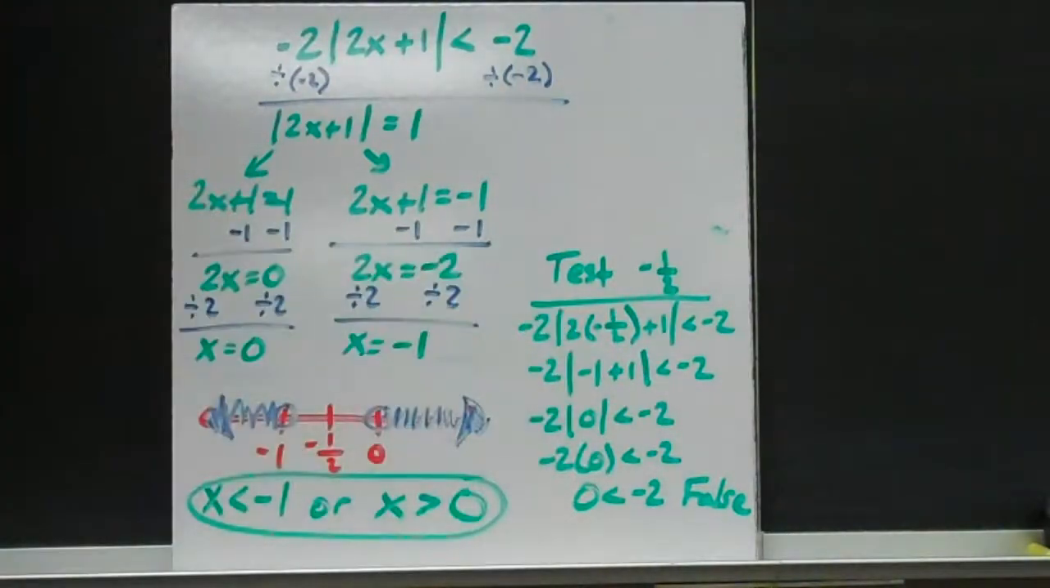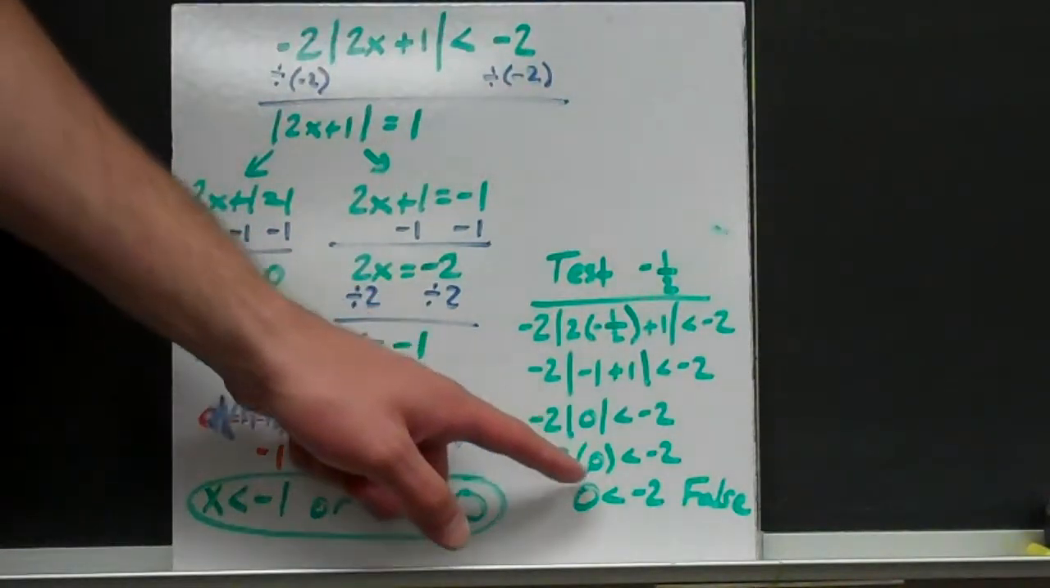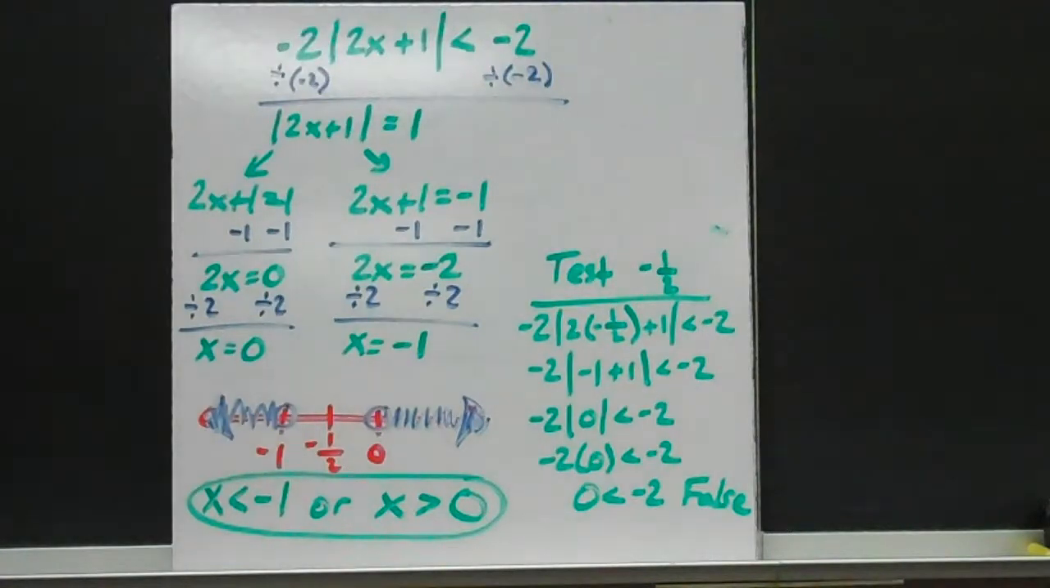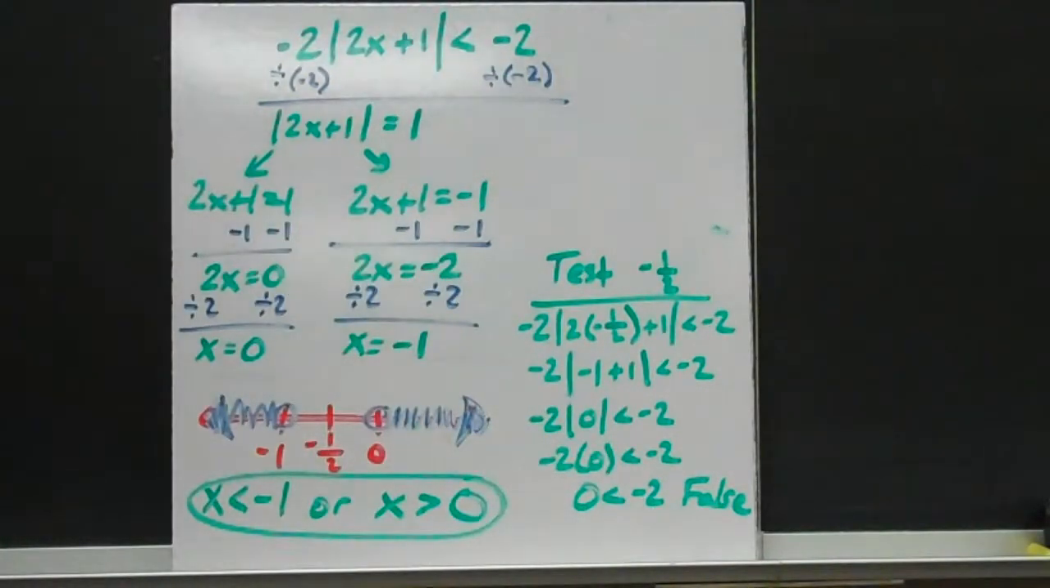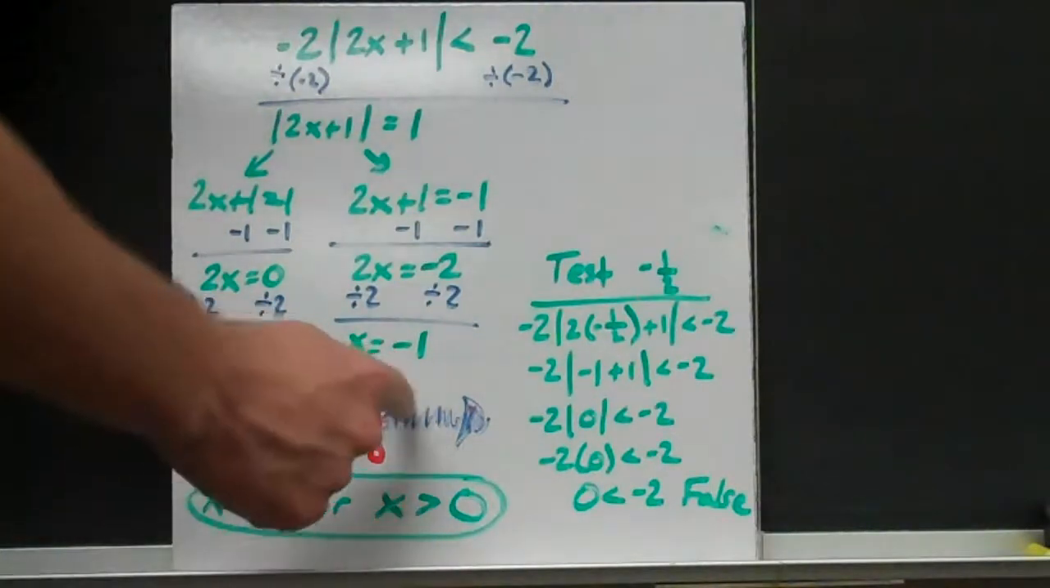Negative 1 plus 1 is 0, so I have negative 2 times the absolute value of 0 is less than negative 2. The absolute value of 0 is 0, so I have negative 2 times 0 is less than negative 2. And negative 2 times 0 is 0. So we have 0 is less than negative 2. That is false. We tested a point in between. It didn't work, so we shade to the outside.